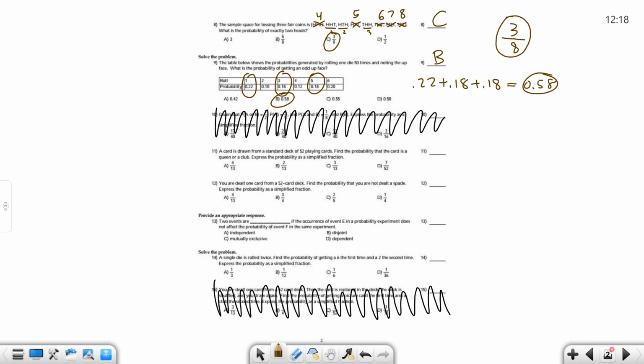You just add them up. They cannot happen at the same time. If they cannot happen at the same time, you simply add the probabilities together. If they can happen at the same time, remember you add each individual probability and then you subtract the and away from that.